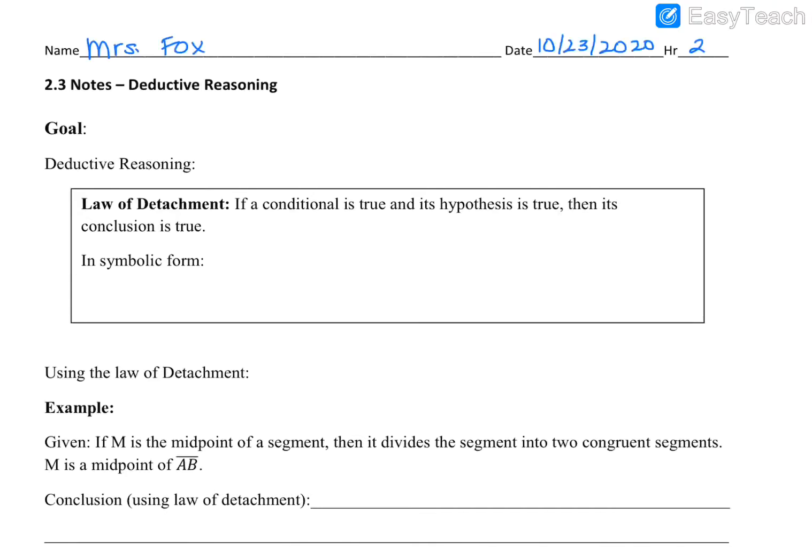Our goal today is to use the law of detachment and the law of syllogism. These two laws are going to allow us to learn about deductive reasoning. So the law of detachment is part of this deductive reasoning.